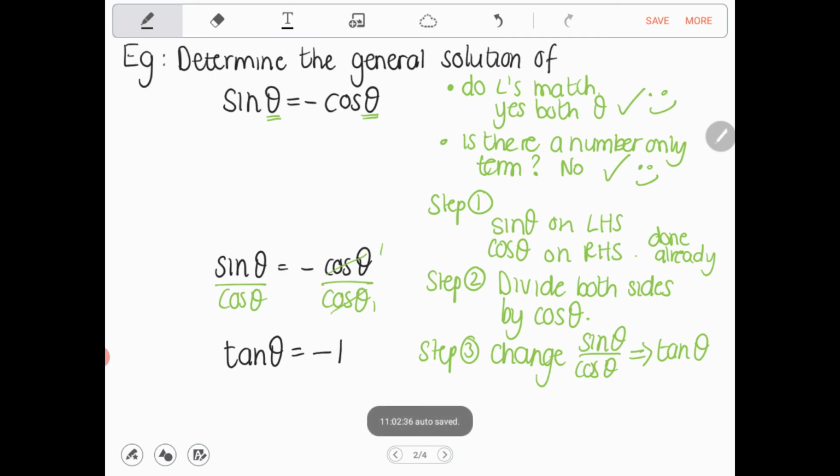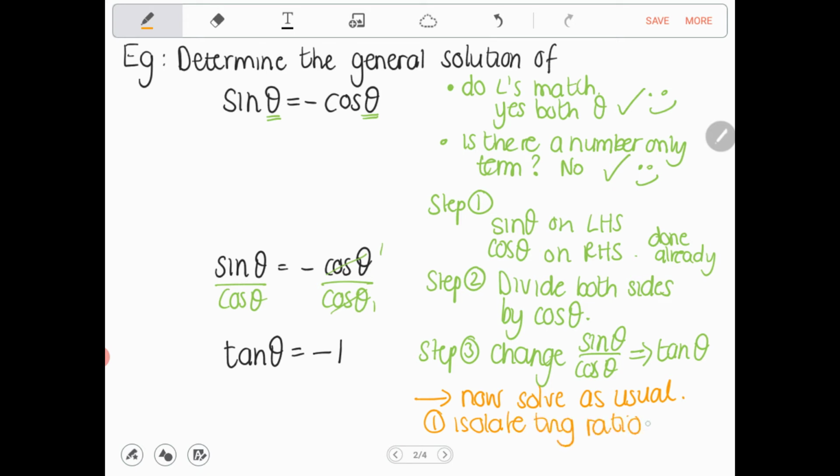Once you have done that, it is exactly the same as the equations we started the section with. So it's a nice, easy equation. We're going to now solve as usual. So how do we solve an equation? First step is to isolate the trig ratio, so get it by itself on the one side. And this is already done. Tan is alone on the right-hand side. And then we check our sign for the quadrants.